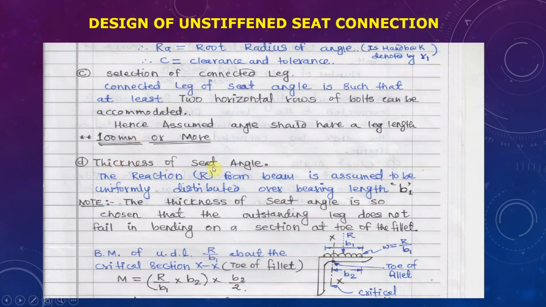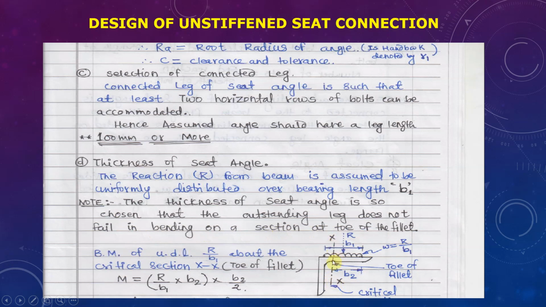Next is the thickness of the seat angle. The reaction R from the beam is assumed to be uniformly distributed over the bearing length B1. That means the UDL, the uniformly distributed load, w is equal to R upon B1. The thickness of the seat angle is so chosen that the outstanding leg does not fail in bending on a section at the toe of the fillet. This is the section at the toe of the fillet, called the critical section.